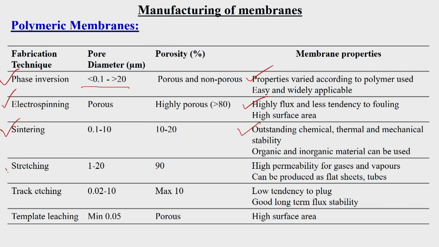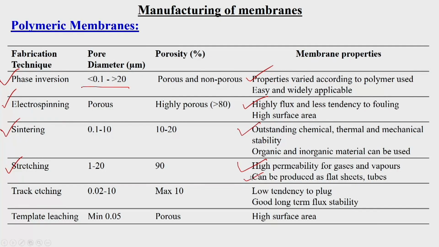Using stretching, we are able to make the pore diameter from 1 to 20 micron, and porosity is also very high, up to 90% porosity is observed. High permeability for gases and vapors, and it can be produced as flat sheets and tubes.